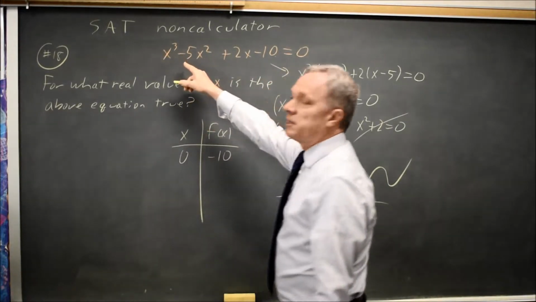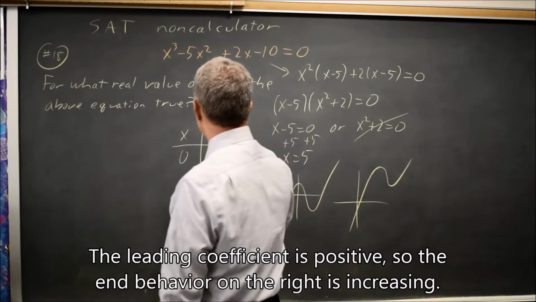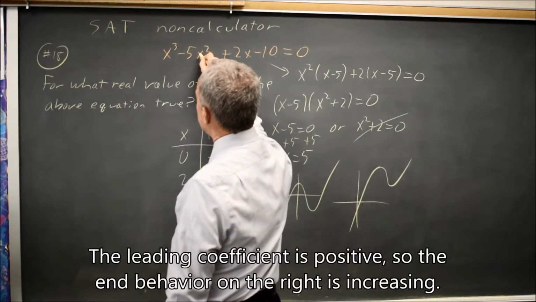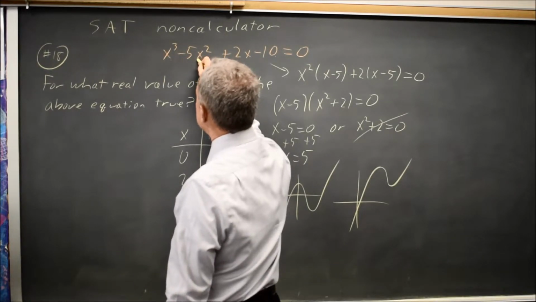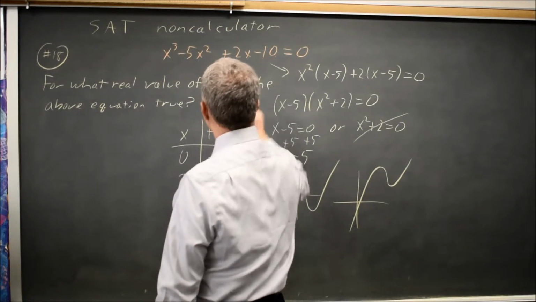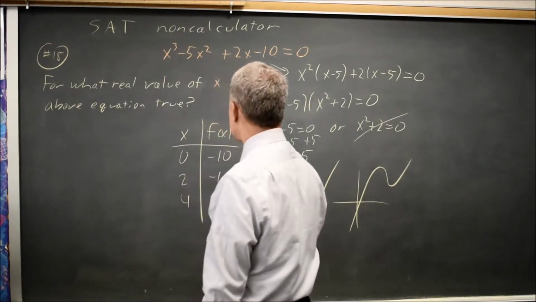I know that this is increasing eventually as we go to the right, so I want a value bigger than 0. Let's try 2. That would be 8 minus 5 times 4, which is 8 minus 20, is negative 12, plus 4 is negative 8, minus 10 is negative 18. I went down. Let's try 4.